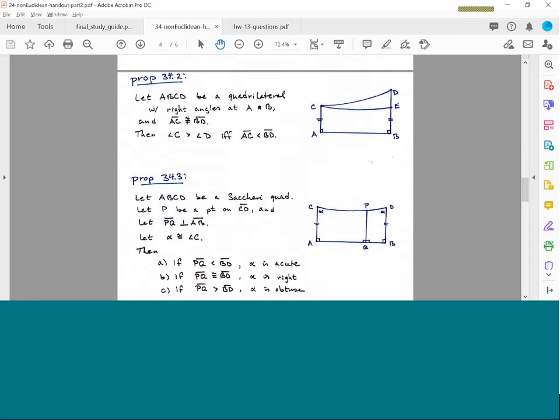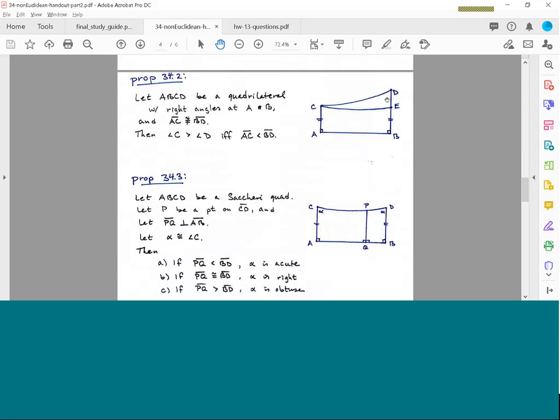So these guys here are two interesting propositions. I'll highlight proposition 34.2, but I'll let you read over these on your own in your book because we're not going to get into them this semester. So proposition 34.2 says you've got some quadrilateral ABCD. You've got right angles at A and B, but AC and BD are not congruent to each other. Then in this case, it turns out the angle C is going to be larger than the angle at D as long as AC is the shorter of the two sides.